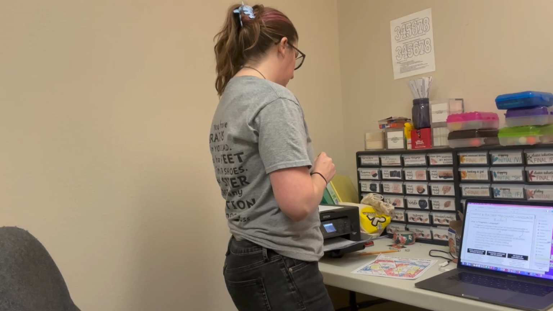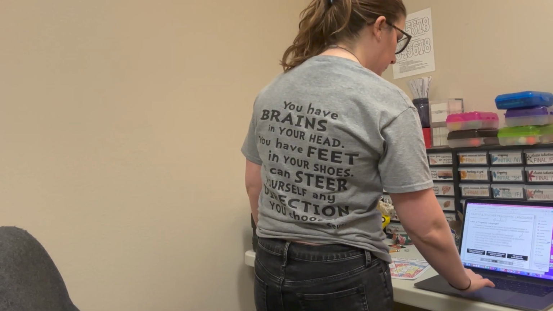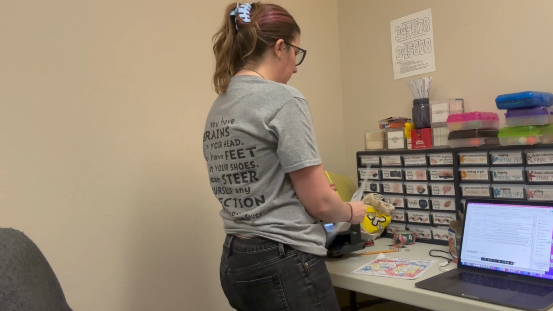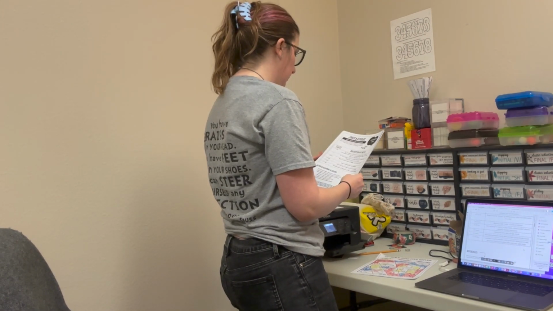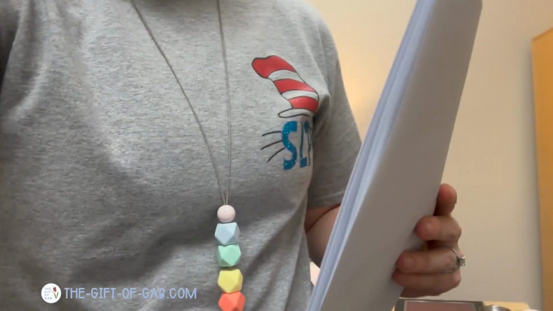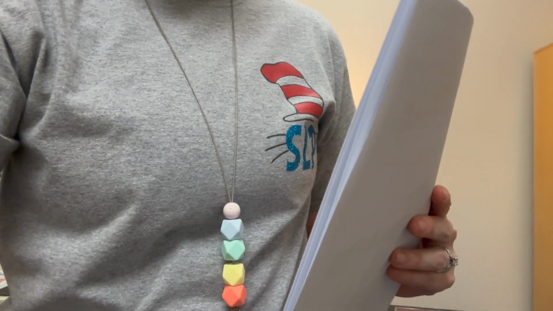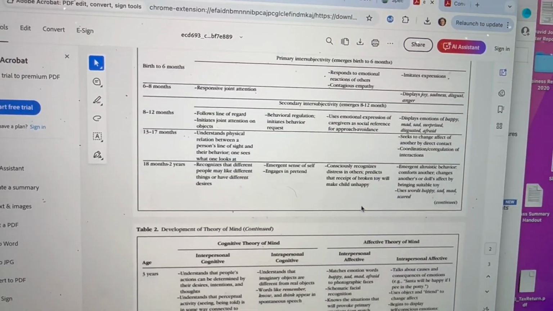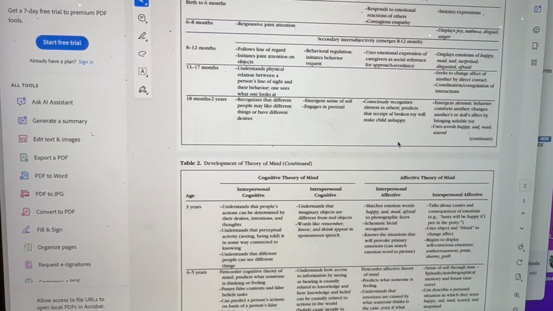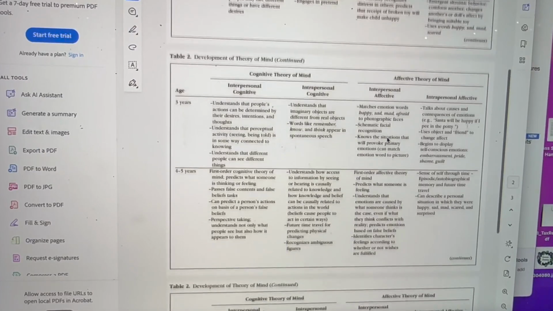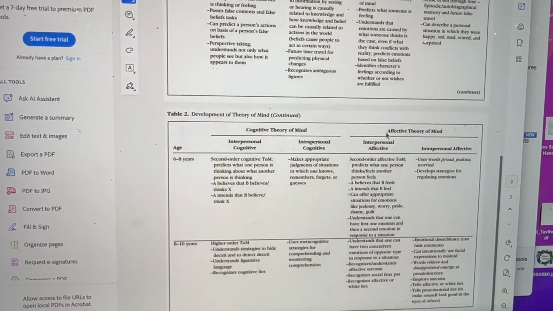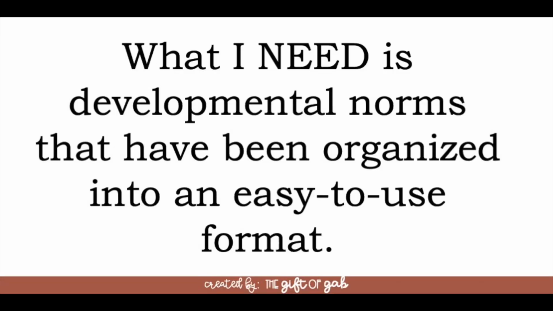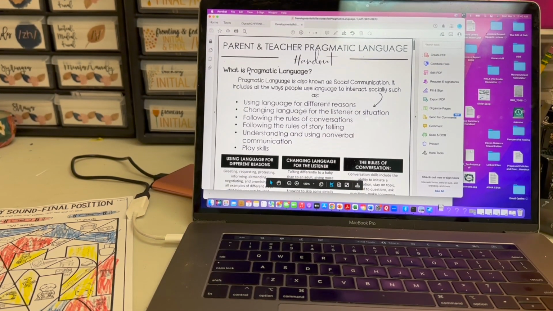So now that we know what pragmatic language is, let's talk about the developmental norms. First, I would just like to say that finding pragmatic language developmental milestones is ridiculously hard. In my experience, they are lumped together into lists with every other type of language development. What I need is developmental norms that have been organized in an easy-to-use format.